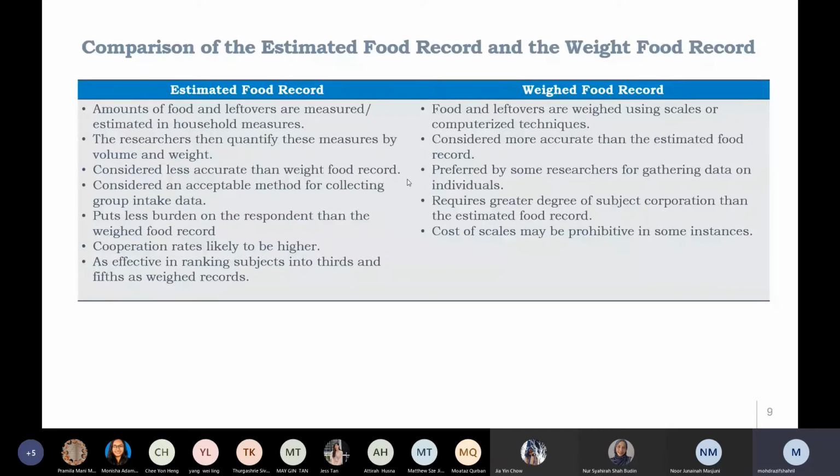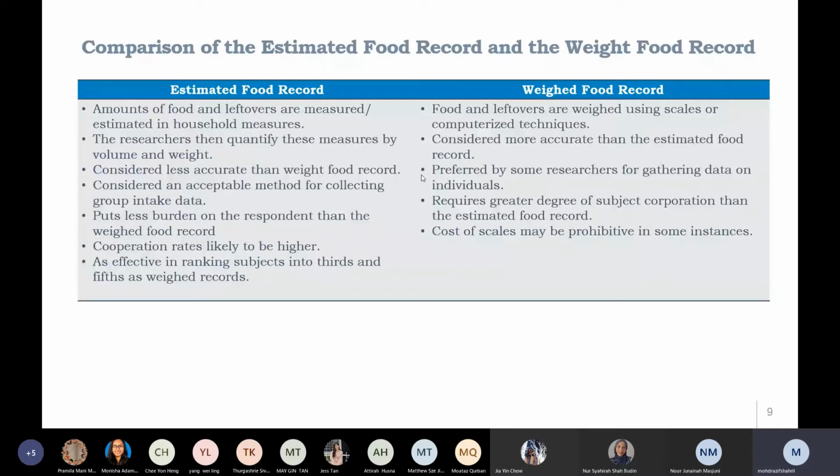So when you actually compare between estimated food record and weight food record, estimated food record also can rank the subjects into quartiles of intake, similar to weight food record. But the weight food record is preferred by some researchers for gathering data on individuals, especially when they are doing a randomized controlled trial involving foods, okay? And it requires greater degree of subject cooperation than estimated food record.